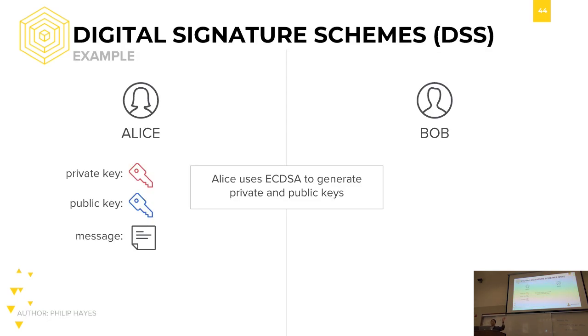Just to return to what we talked about previously, remember Alice has a private key, a public key, and a message. She's going to use ECDSA to generate the private and public keys. If you think back to lecture 1, the motivation for needing signatures is that we need to authenticate identity, so that a message you receive could only have come from this one person, because it was signed by a specific private key.